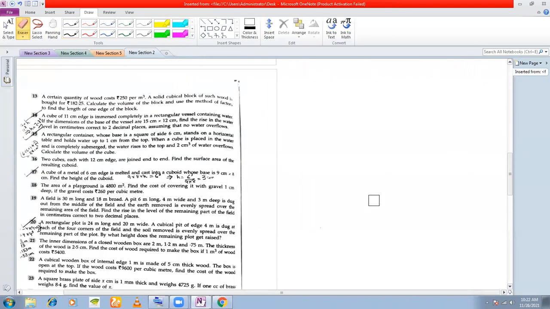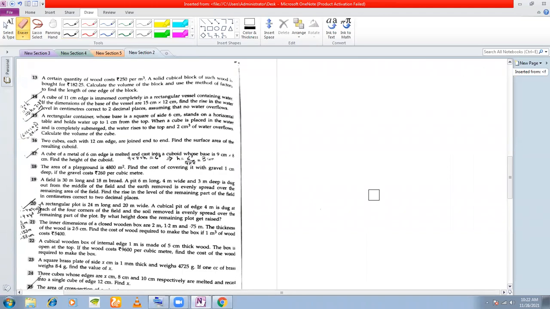Okay. We move on to the next question, and a very interesting question here also. Number 14. A cube of 11 centimeter edge is immersed completely in a rectangular vessel containing water. If the dimensions of the base of the vessel are 15 by 12 centimeter, find the rise in level in centimeters, correct to 2 decimal places, assuming that no water overflows.